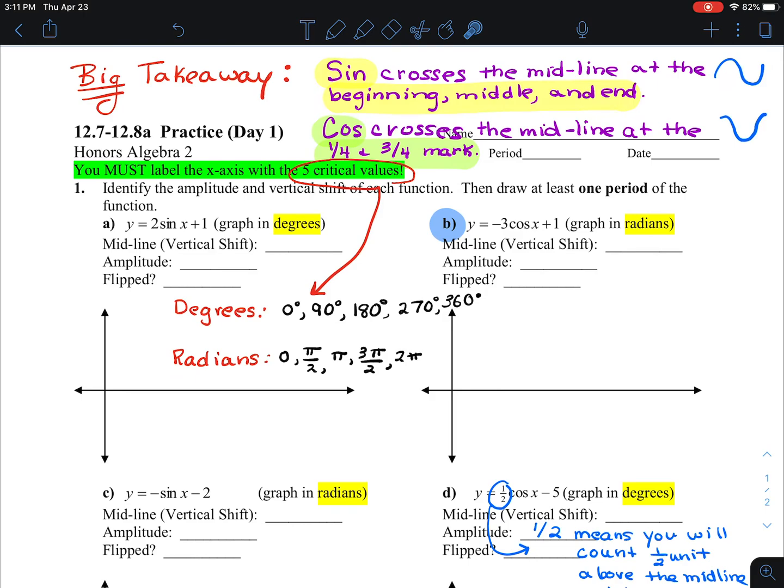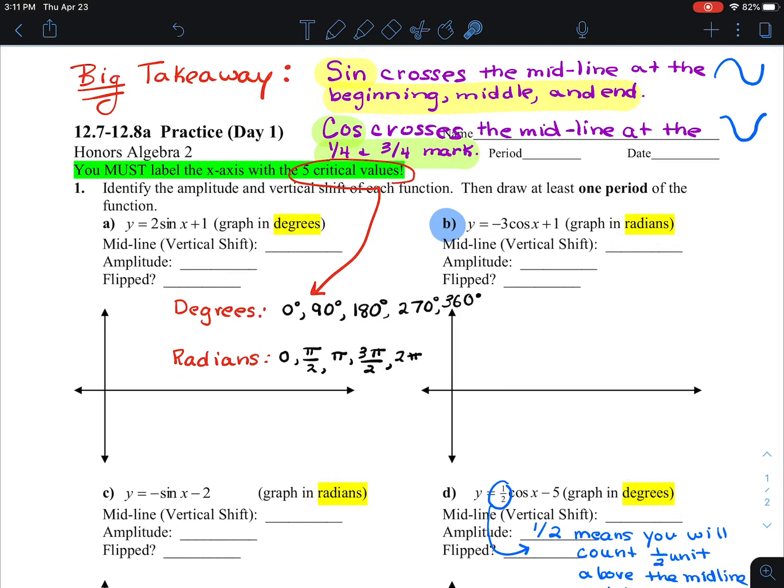The other big takeaway is you want to make sure that you memorize that the sine wave crosses the midline at the beginning, middle, and end, and the cosine wave crosses at the 1/4 and 3/4 mark through the period. Okay, you'll notice on these problems they specify whether you should be doing them in degrees or in radians.